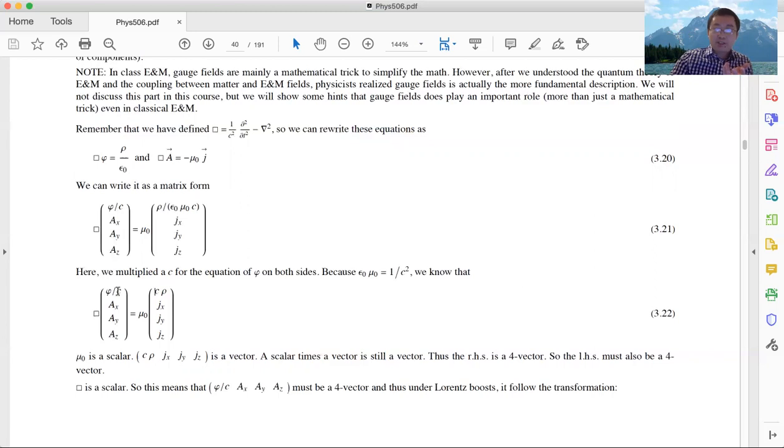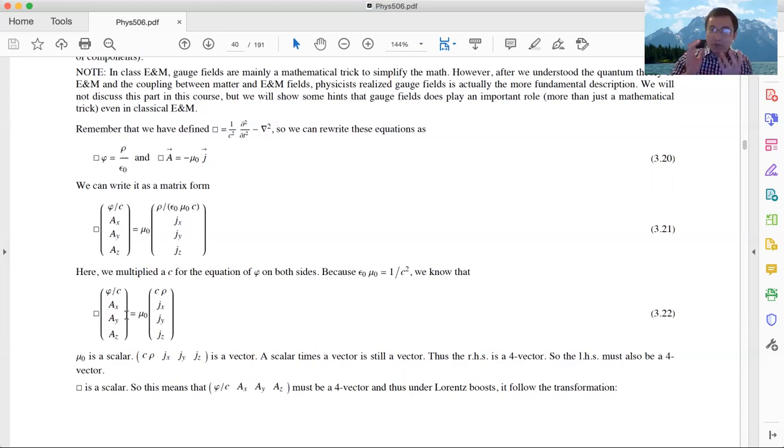This means immediately the left-hand side must also be a 4D vector. Okay, and how can we make this left-hand side a 4D vector? First of all, this square is a scalar. If we want a scalar times something to be a vector, the only way to do that is this whole thing is a vector.